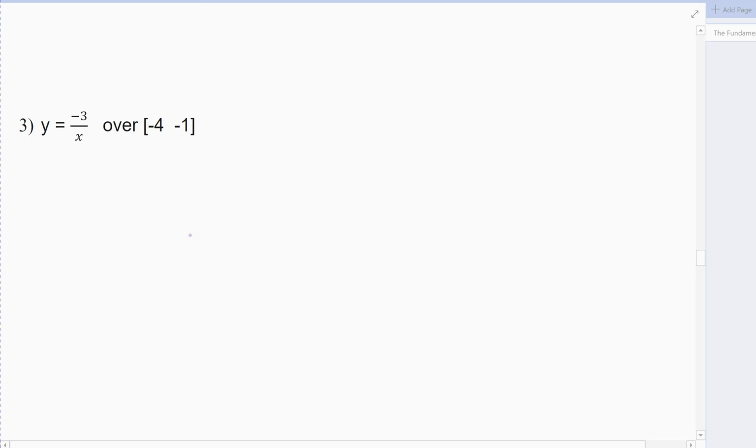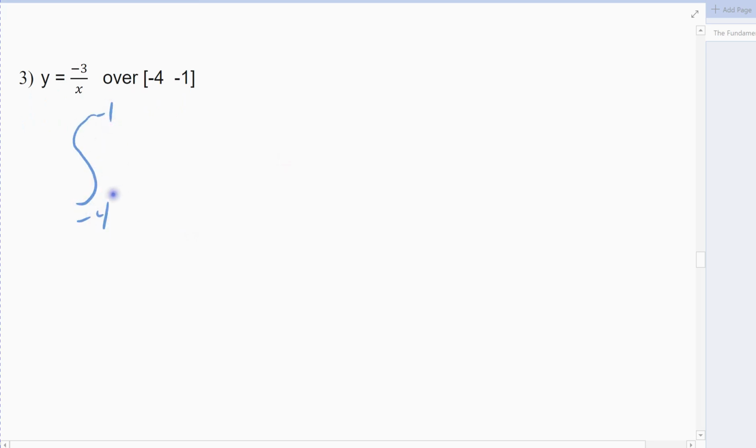So examples 3 and 4, again, one is going to be the first case, one's going to be the second case. We've got our function here, y equals negative 3 over x, and we want to find the definite integral from negative 4 to negative 1. So I'm going to integrate from negative 4 to negative 1. Be careful: negative 4 is the smaller, negative 1 is the bigger. Negatives are always tricky.